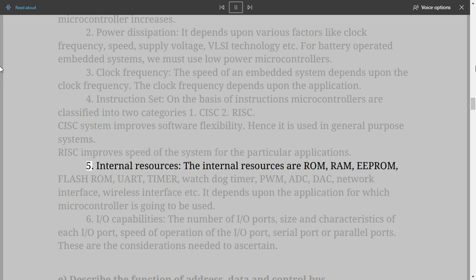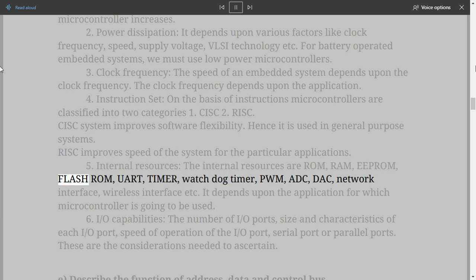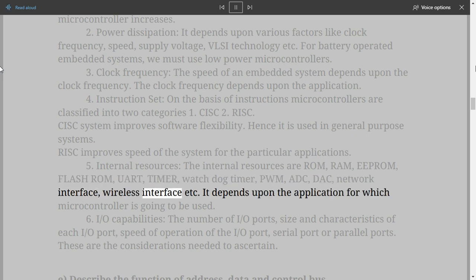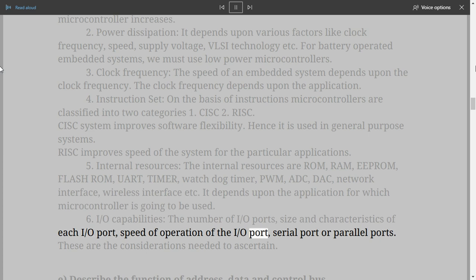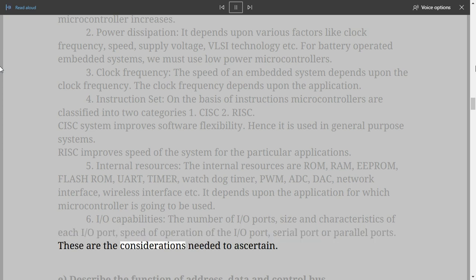5. Internal resources. The internal resources are ROM, RAM, EEPROM, Flash ROM, UART, Timer, Watchdog Timer, PWM, ADC, DAC, Network Interface, Wireless Interface, etc. It depends upon the application for which the microcontroller is going to be used. 6. I/O capabilities. The number of I/O ports, size and characteristics of each I/O port, speed of operation of the I/O port, serial port or parallel ports. These are the considerations needed to ascertain.